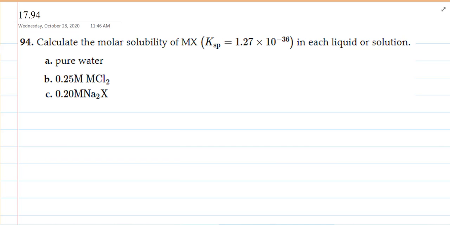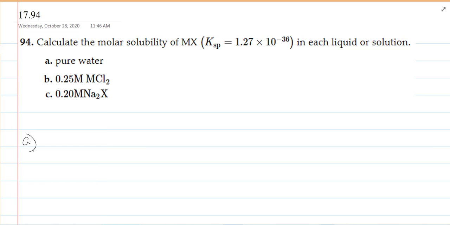So it could be barium sulfate. It could be, I don't know, it's probably going to be a 2 plus 2 minus. We don't know what it is. We don't care. So let's go. Well, it definitely is 2 plus and 2 minus because M is CO2 and Na2X. So pure water. Let's look at A first.